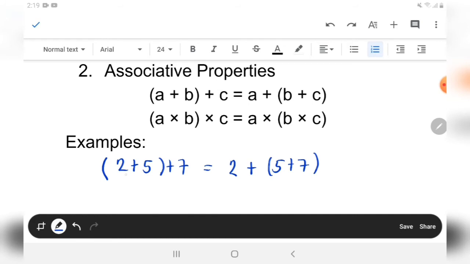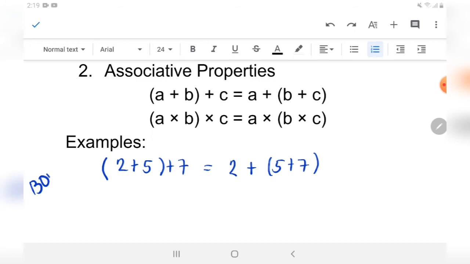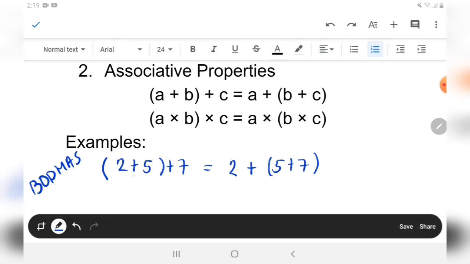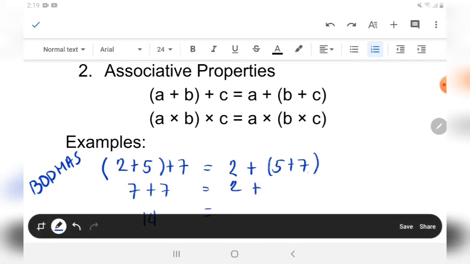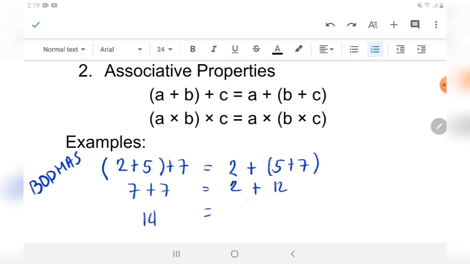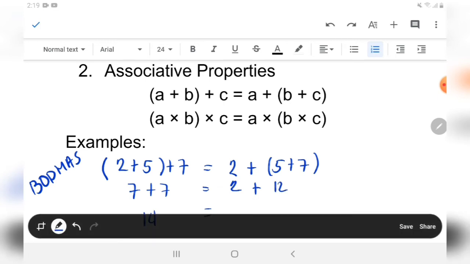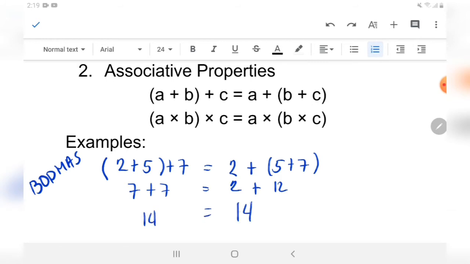Okay, let's check. 2 plus 5, remember the BODMAS? So we first evaluate the inside of brackets. So that is 2 plus 5 is 7 plus 7, that is 14. Let's check if they are the same. 2 plus 5 plus 7, that is 12. 2 plus 12 equals 14. So they are the same.